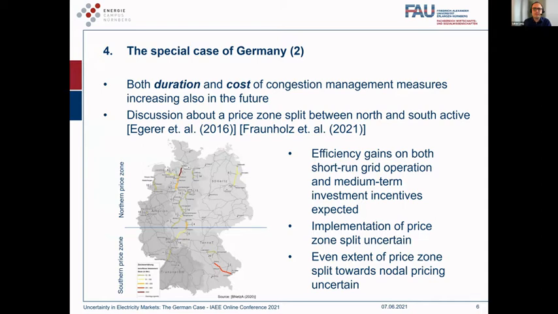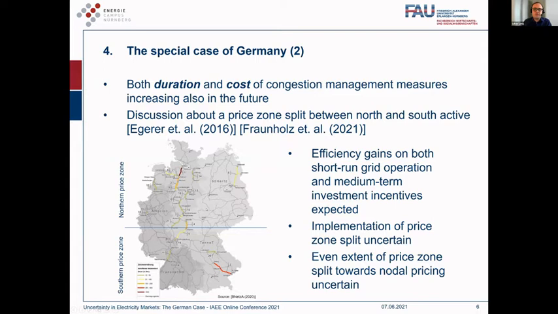So there is, as I said, this discussion about a price zone split coming up again, in Germany especially between the north and the south. And this discussion is active again. As you see, there are also publications which are very recent. And it would basically look like this. So there would be a northern price zone in Germany and a southern price zone. And there is some regulatory uncertainty induced by this discussion.